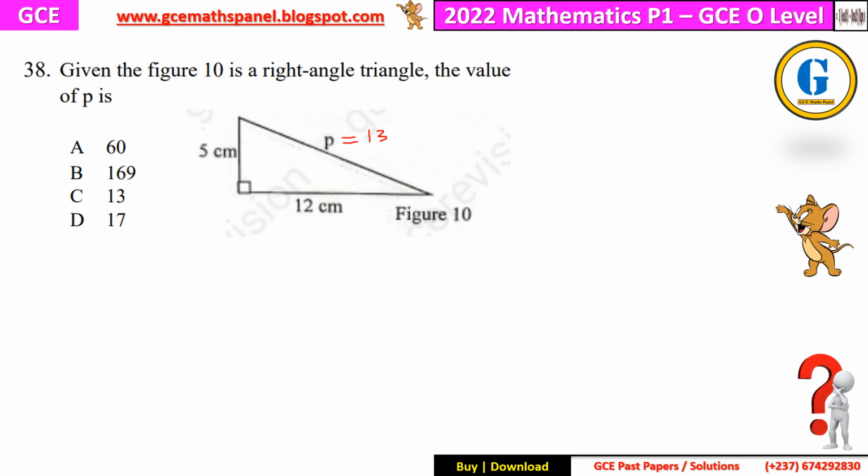And why do I know that it's 13? Because it's a Pythagorean triplet. 5, 12, and 13 form a Pythagorean triplet, just like you know of 3, 4, and 5. If this side is 3, this side is 4, and it's a right angle triangle, this other side should be 5.